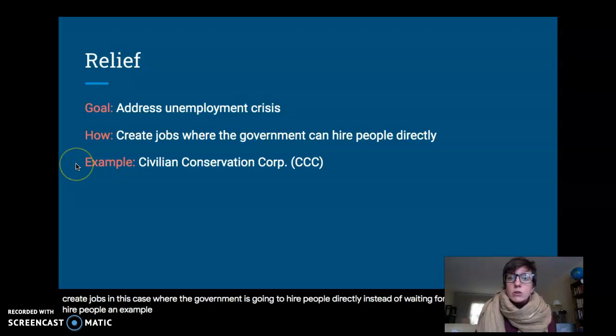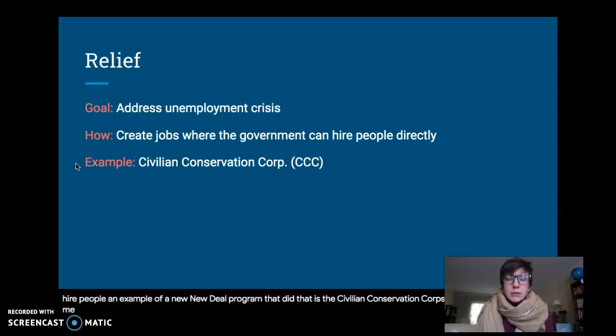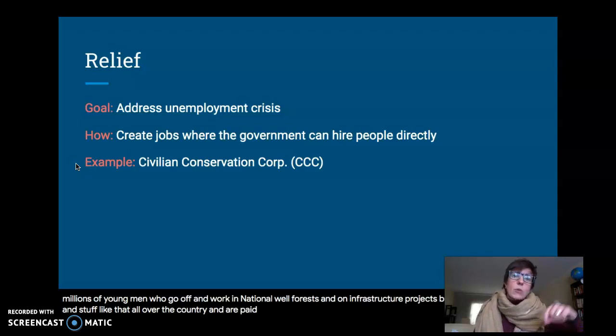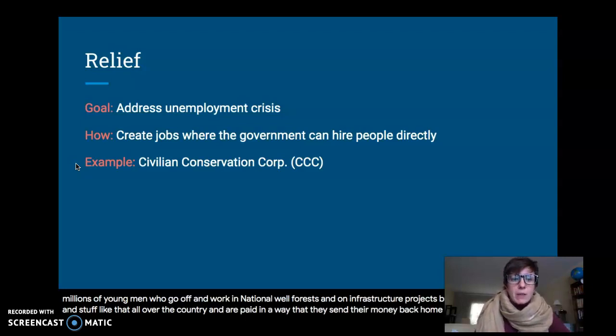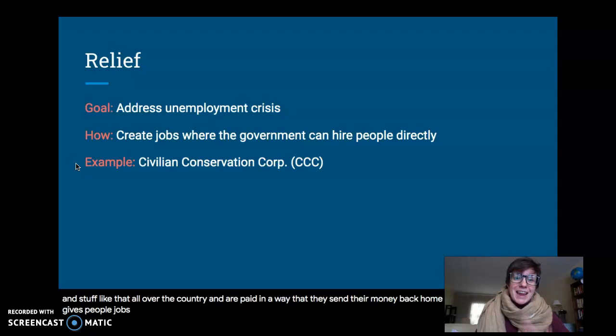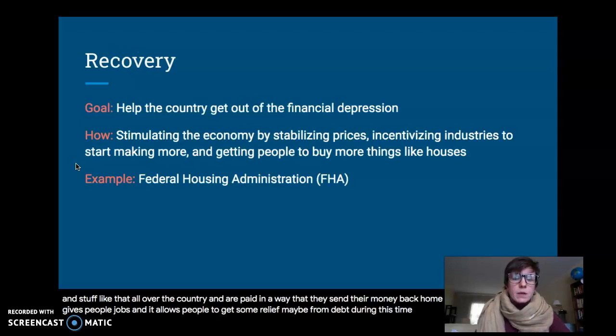An example of a New Deal program that did that is the Civilian Conservation Corps, or the CCC, which employs millions of young men who go off and work in national forests and on infrastructure projects, building roads and bridges and stuff like that all over the country, and are paid in a way that they send their money back home to their families. So this gives people jobs, and it allows people to get some relief maybe from debt during this time.